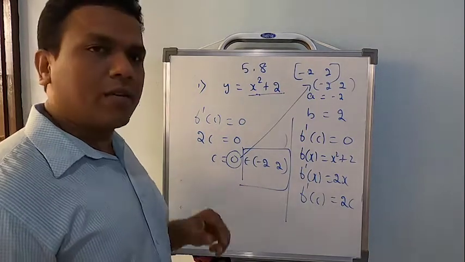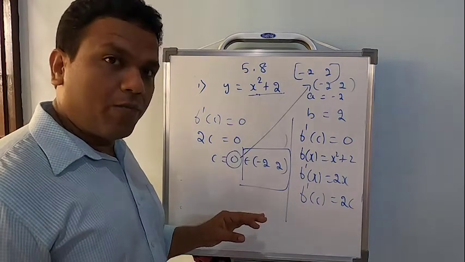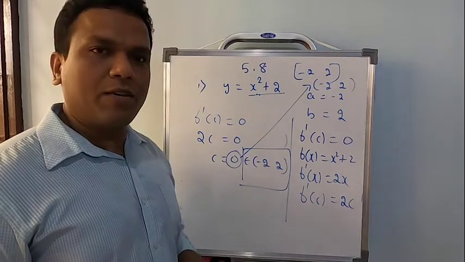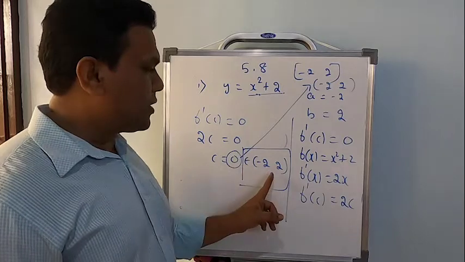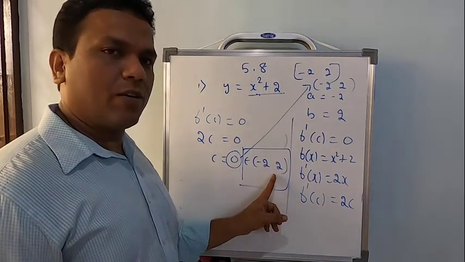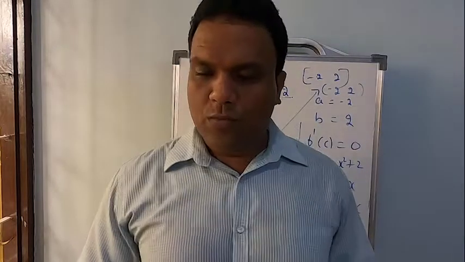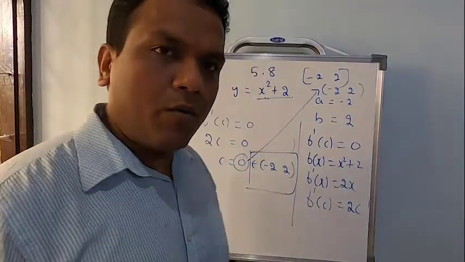And after that, you check the condition f of a equal to f of b. If it's f of a equal to f of b, then go and proceed to find the value of c by using the condition f dash of c equal to 0. Once you get the value of c, make sure it belongs to the open interval which is given to us. So that's how it is, students. Now let's move on to the next one. That's problem number 2, a worked example.